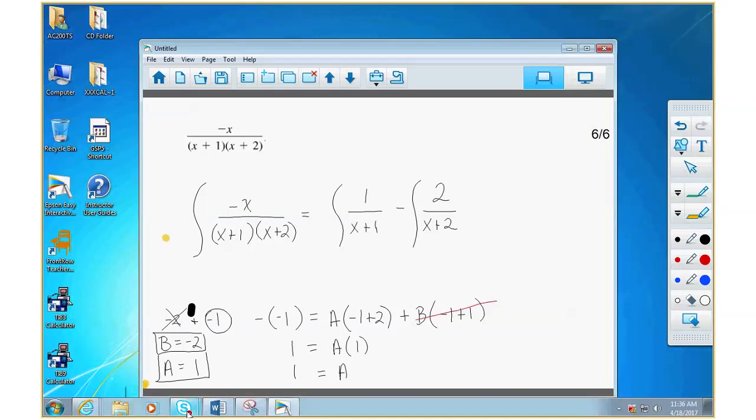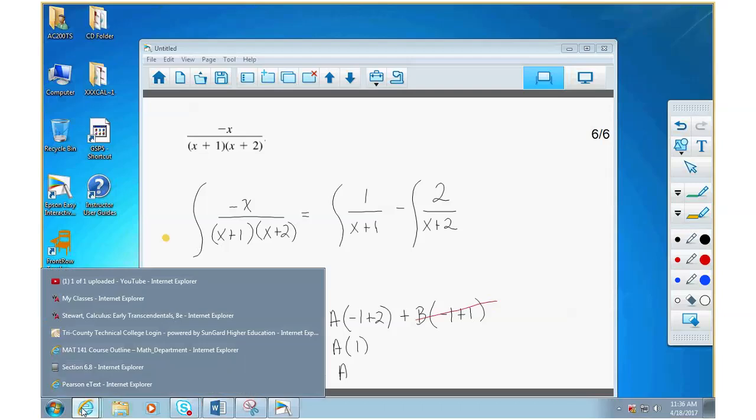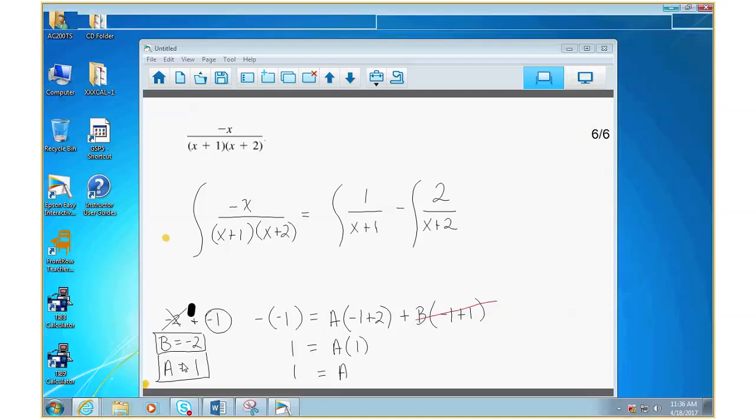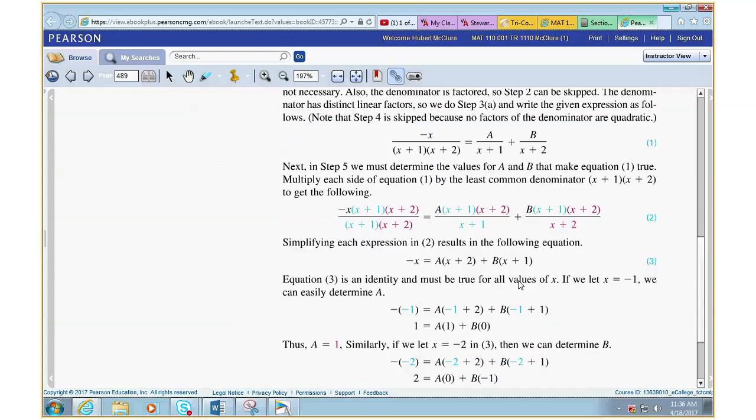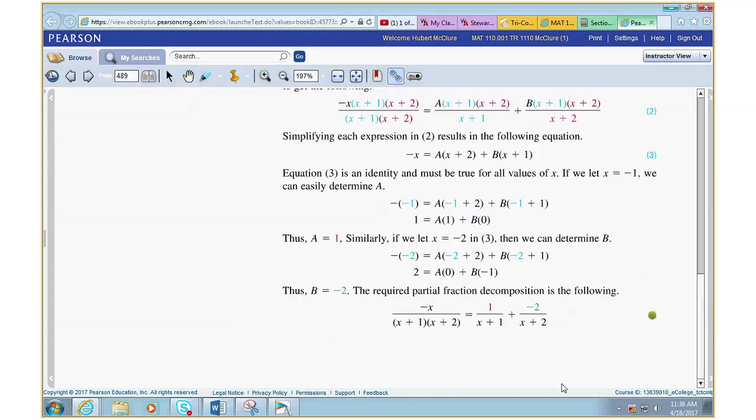I'm just doing the examples out of the book because there is no other way to do this. There is no other method. Partial fractions is partial fractions. That's what they got. They got the same thing. That means we know what we're doing. All right.